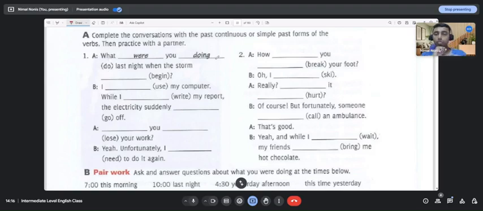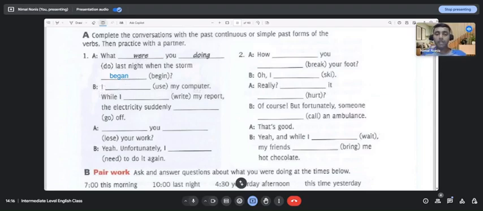What were you doing last night when the storm began? Okay, when the storm began, definitely this is the interrupting action, no? So that means the storm began at some point in the past. What were you doing last night? So at that time, you were doing a particular action. While you were doing that action, another action happened to interrupt it. That is, the storm began. Okay, so for this one, we have to use simple past tense, and for this one, we have to use past continuous tense. Let's look at the next one.